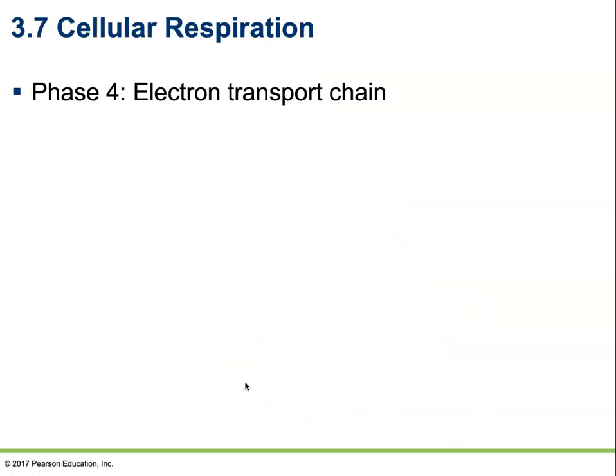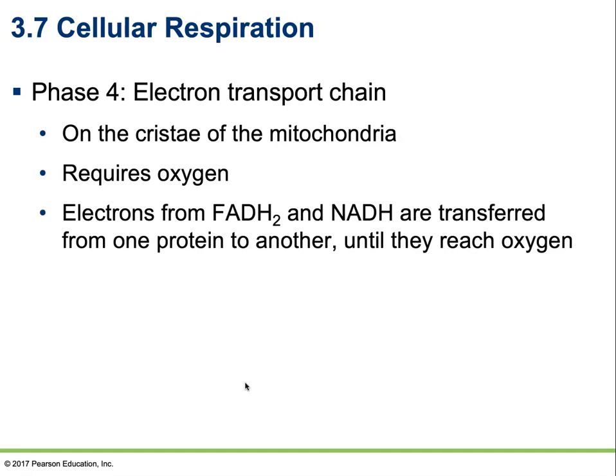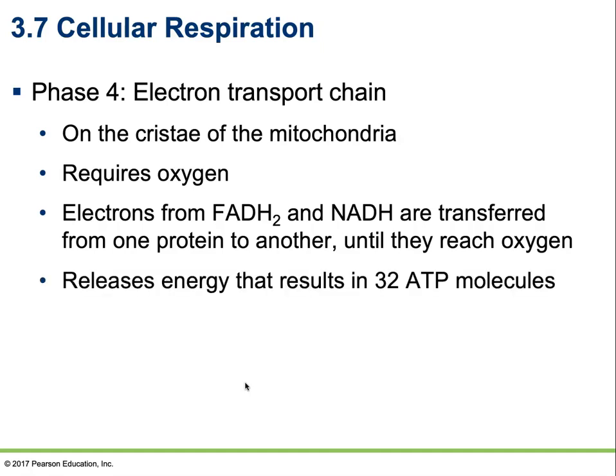Finally, we're going to move into the electron transport chain. The electron transport chain, this is where the magic happens. This is where we get the bulk of our ATP. This is going to be found on the cristae of the mitochondria. This step is going to require a huge amount of oxygen. Electrons from FADH and NADH are going to be transferred from one protein to another until they reach oxygen at the end.